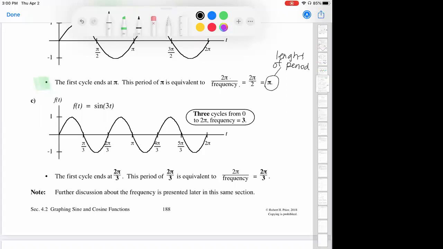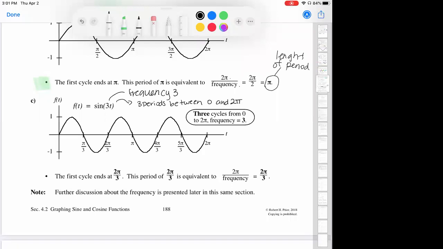F of t equals sine of 3t. So this means we have a frequency of 3, right? That's your frequency. That's our frequency of 3. So this means we have 3 periods between 0 and 2 pi.